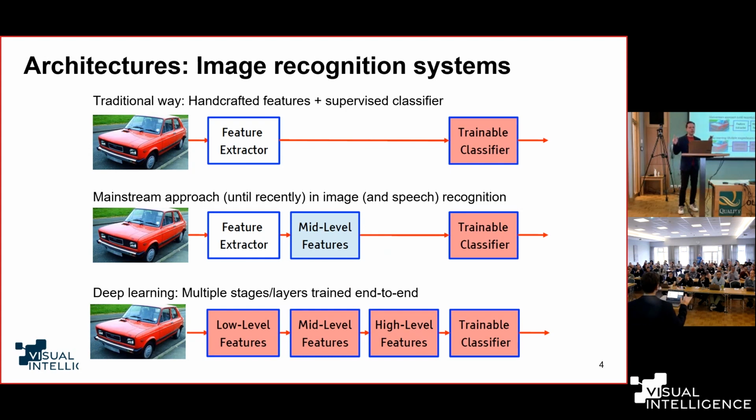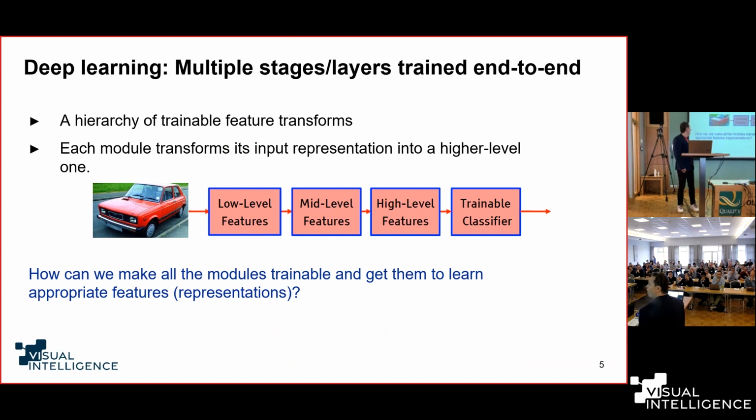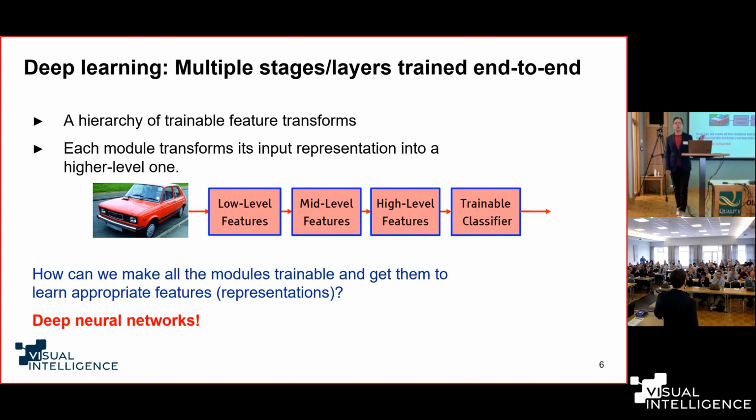And now we are working with deep learning, and you have this hierarchy of feature extraction from low level, meaning at the pixel level, up to mid level, high level, and then trainable. The question we want to solve is how can we make all the modules trainable and get them to learn the appropriate features simultaneously as we learn the classifier. And this is what we use these deep neural networks for. So we don't invent the features anymore. We make a network that figures them out automatically.